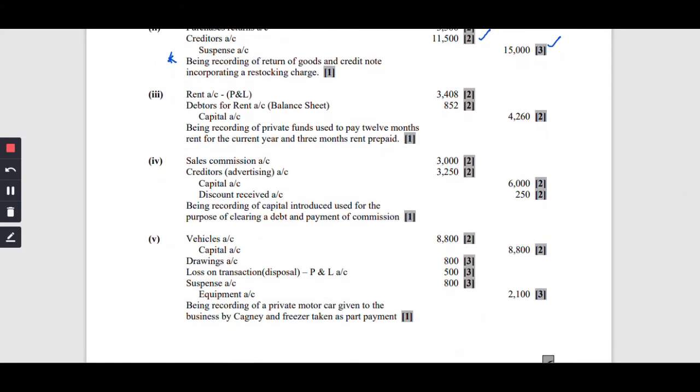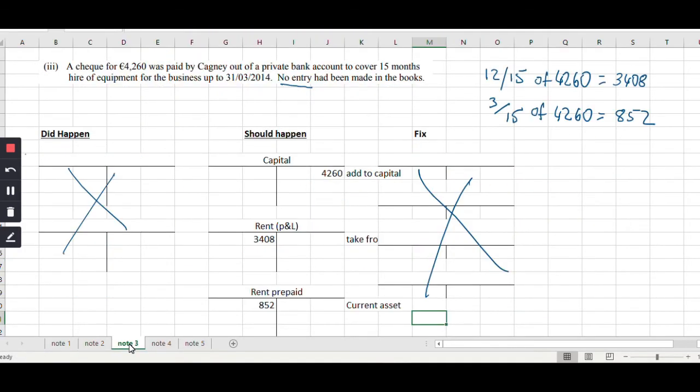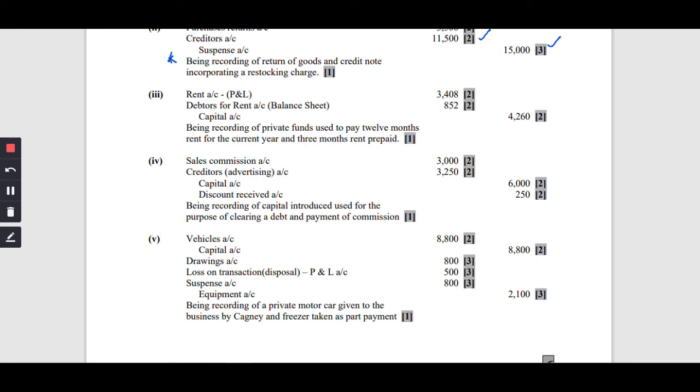Note number 3, let's go back to our notes. We had no fix column, we just had a should column. So we take capital 4260 credit, rent P&L 3408 debit, and rent 852 debit. Look at our marking scheme. We have rent P&L 3408, debtors for rent or rent prepaid 852, and capital 4260, and there's our explanation.